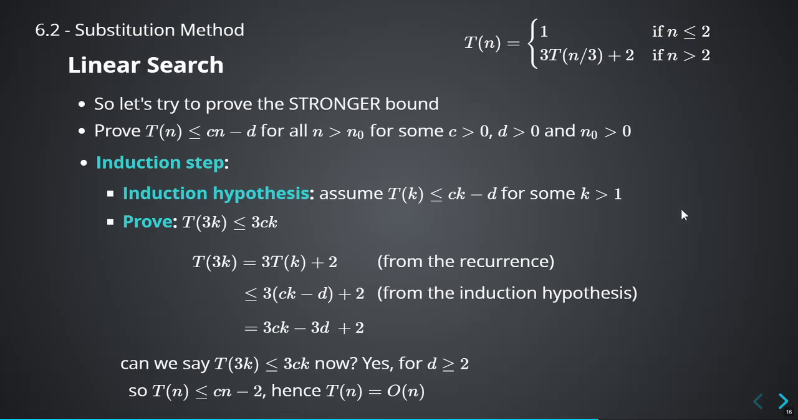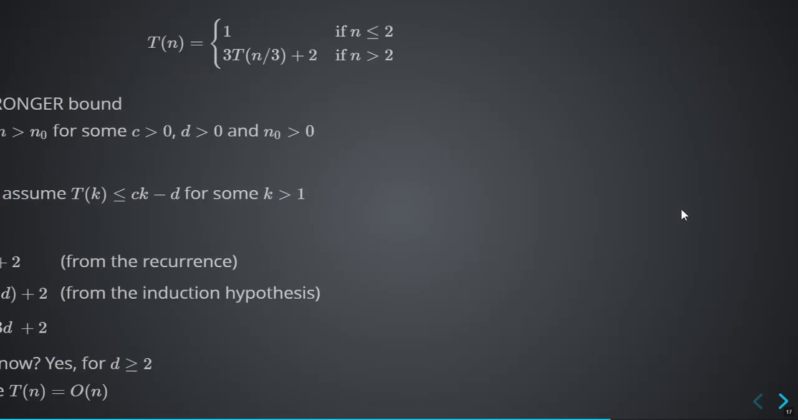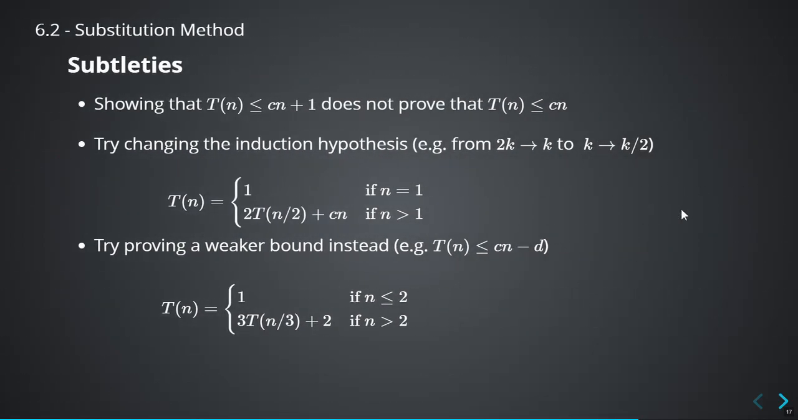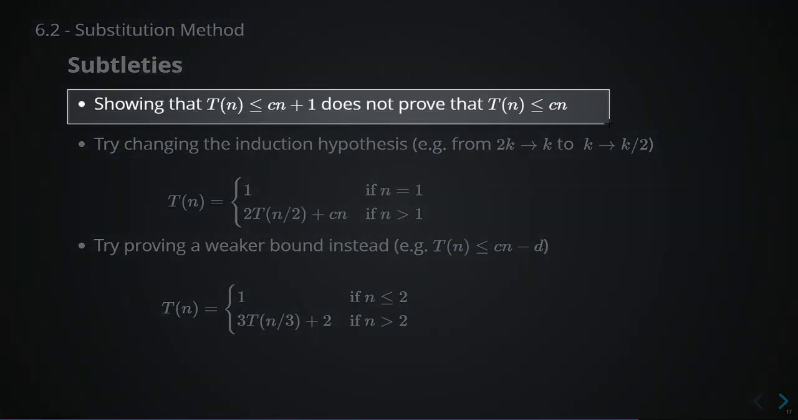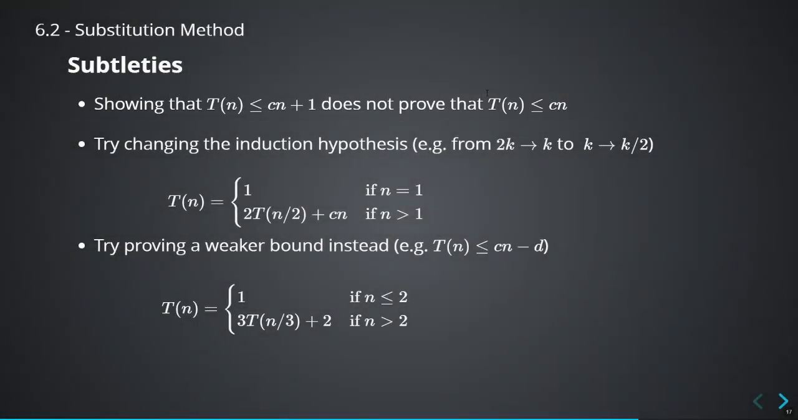So remember how I mentioned that this lecture is more about teaching you how to be more careful with induction. This is the main point here, right? If you want to show that Tn is less than or equal to Cn, you can't just show that Tn is less than or equal to Cn plus some constant, plus something which is bigger. Because what happens is Tn might be somewhere between Cn and Cn plus 1 or plus whatever.